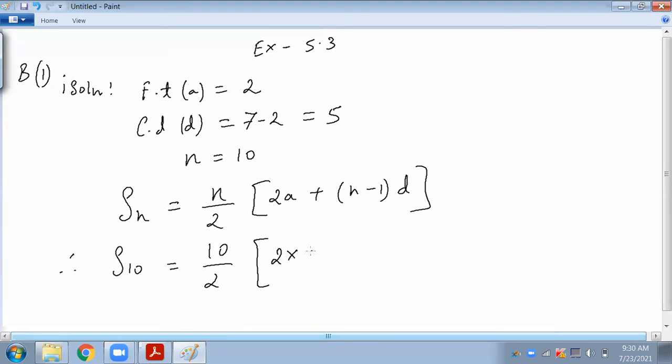So 2 into a is how much? 2. Plus n minus 1 is how much? 10 minus 1. D is how much? D is 5. So 5.